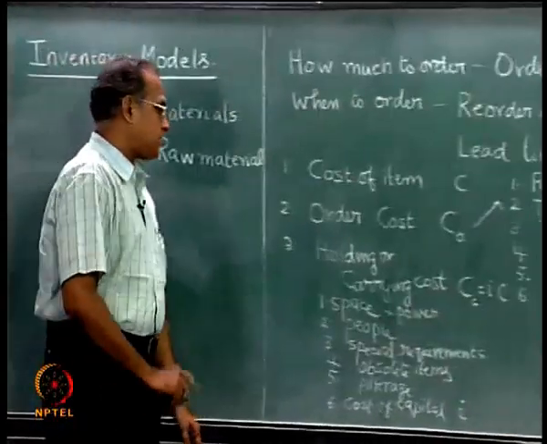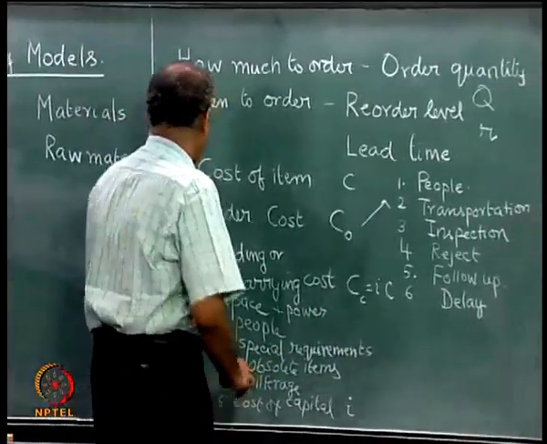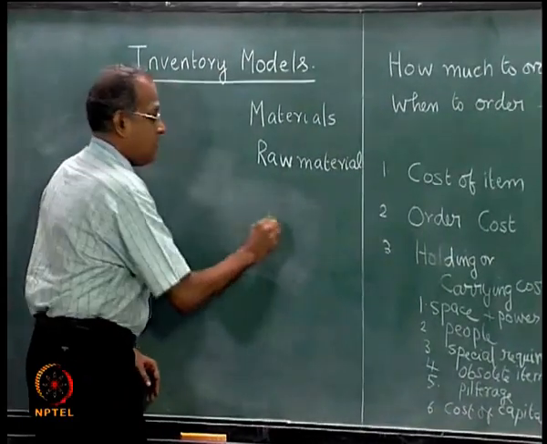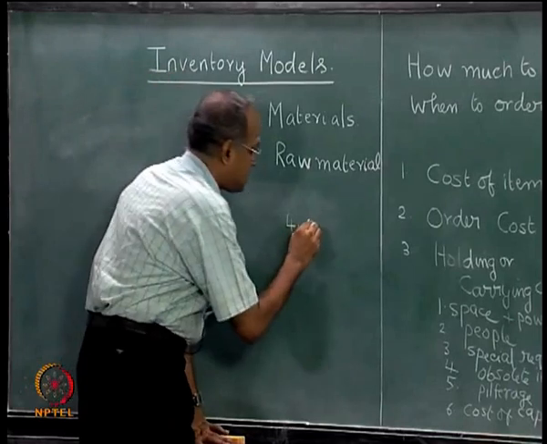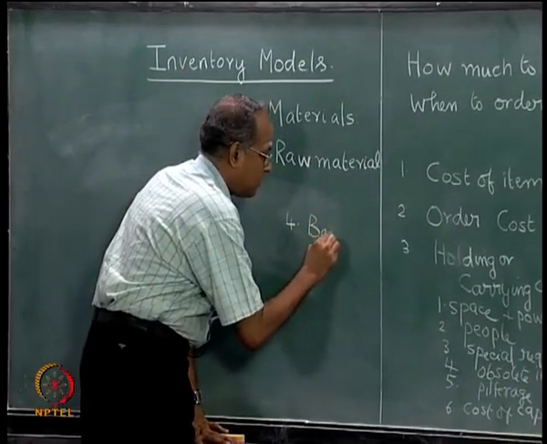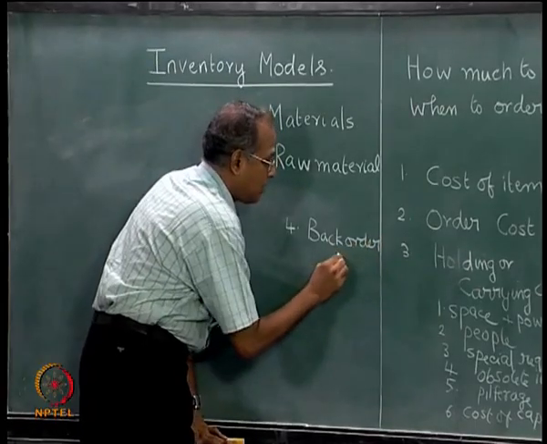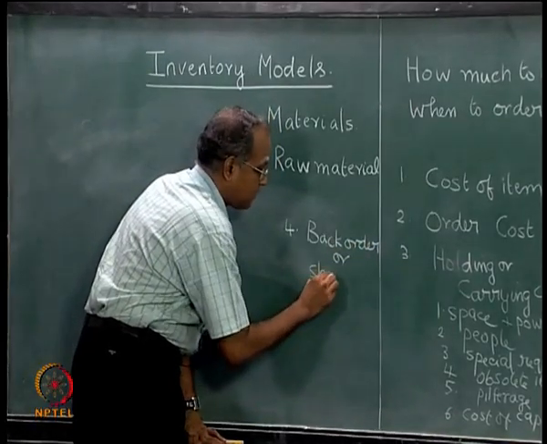Now, there is a fourth cost, which let me write here. Maybe let me write the fourth cost here, and the fourth cost is called cost of back order or cost of shortage.